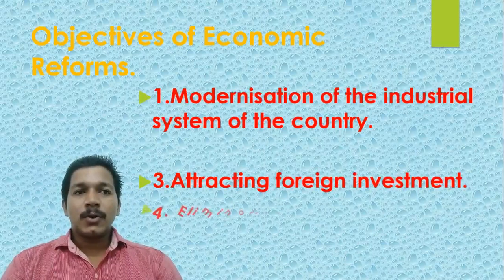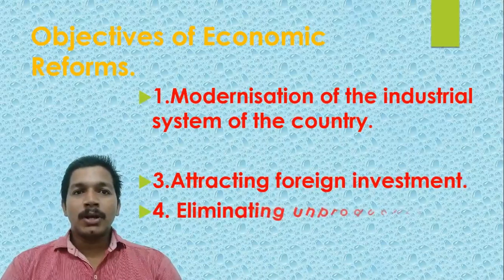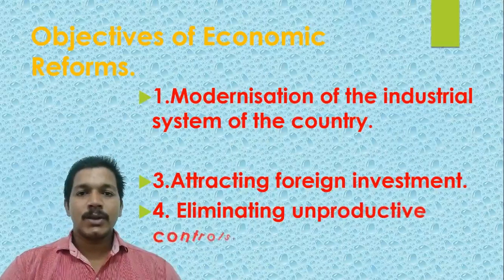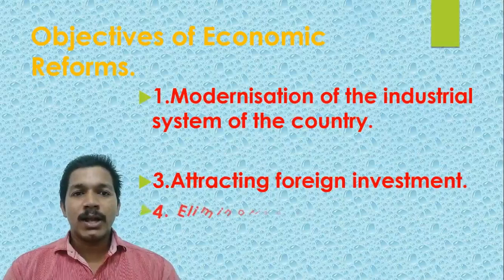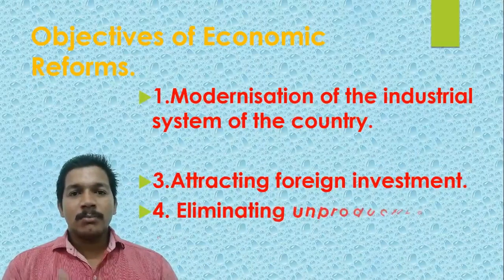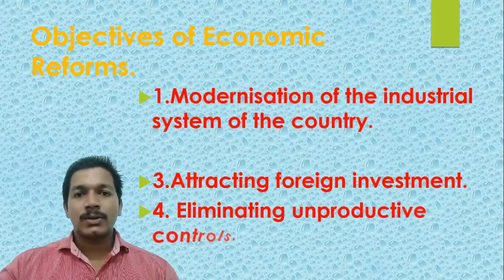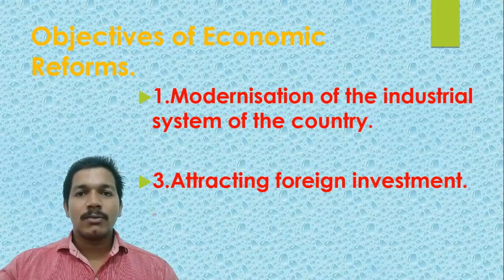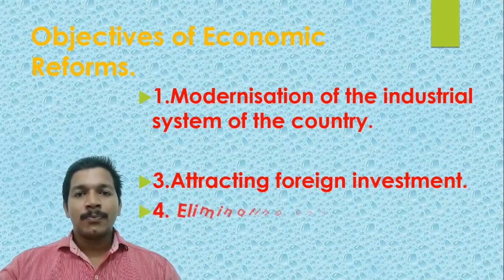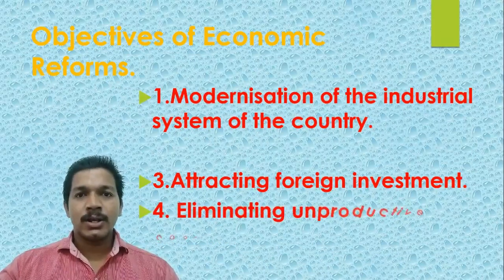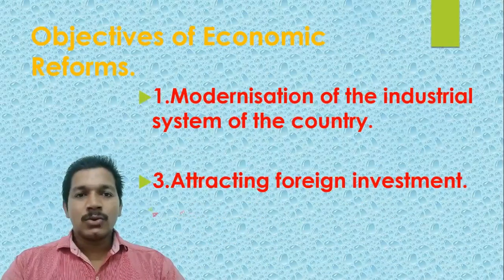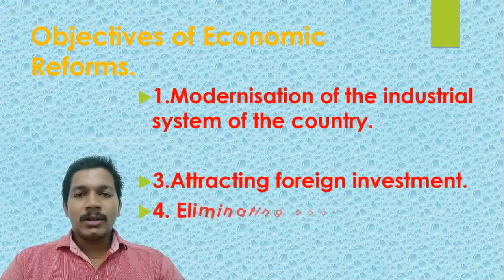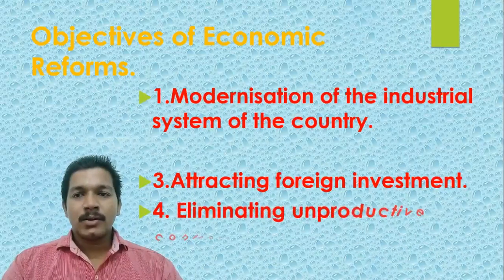Then next, the fourth point is eliminating unproductive controls. There were some controls which were unproductive, meaning they did not permit the companies to grow. There were controls given by the government, and if so many restrictions are there, then we cannot work freely. So this kind of complication was there earlier.